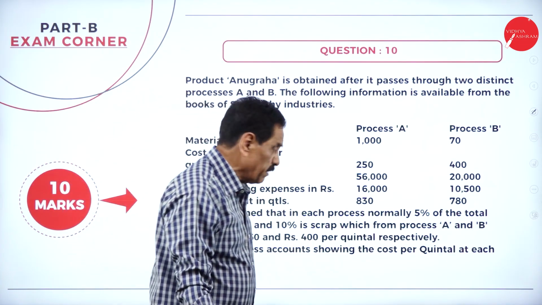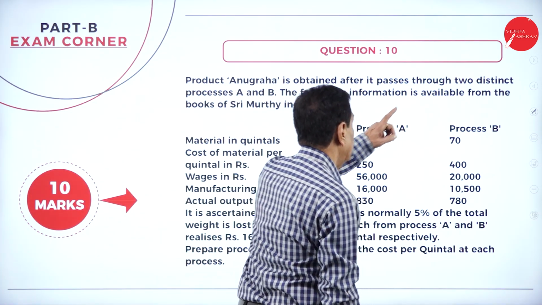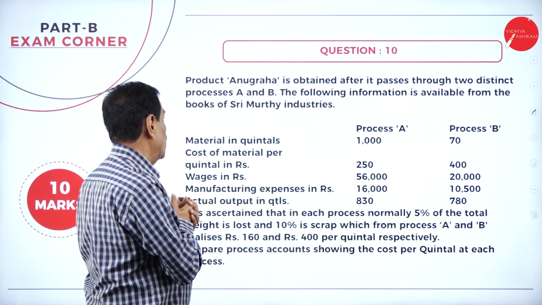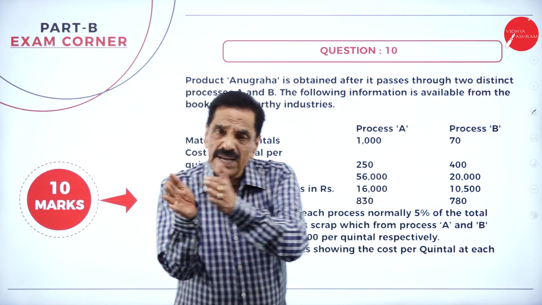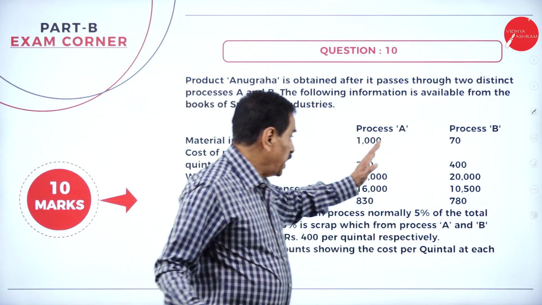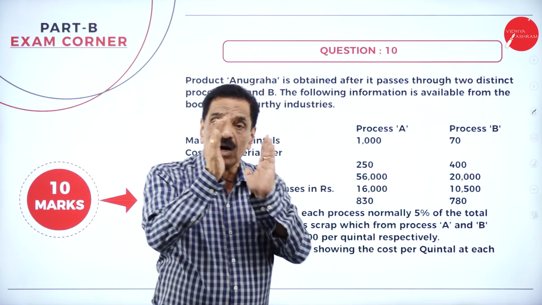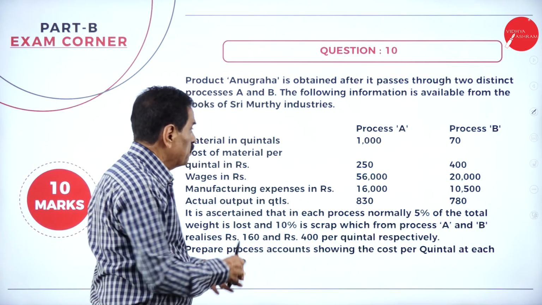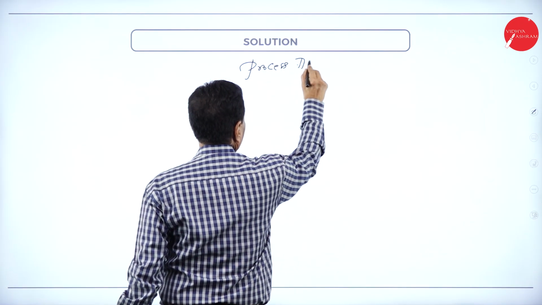This is called process costing. So another 10 mark simple question they ask. Product Anugraha is obtained after it passes through two distinct processes A and B. The following information is available from the books of Sri Murthy Industry. So first we'll do process A. A product has to pass process A and process B. The output of process A will become the input of process B. I am going to explain. Now we'll move to process A. I will explain now.